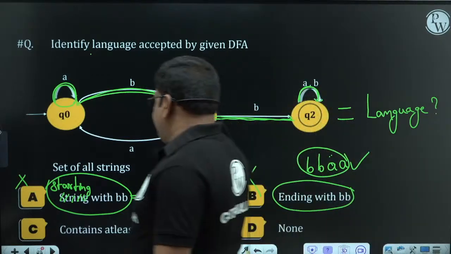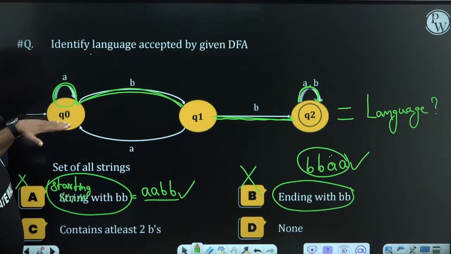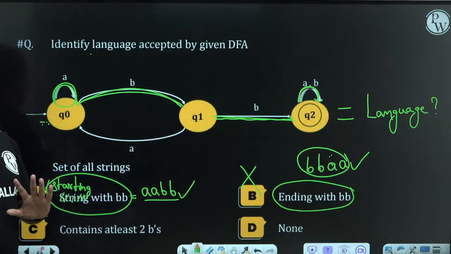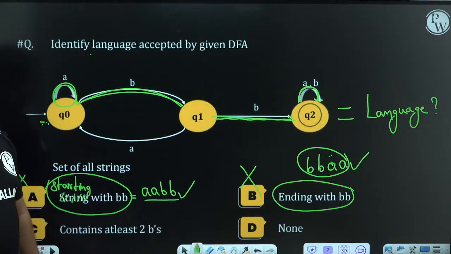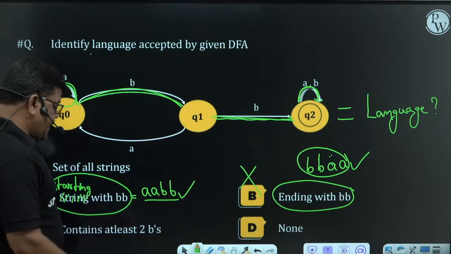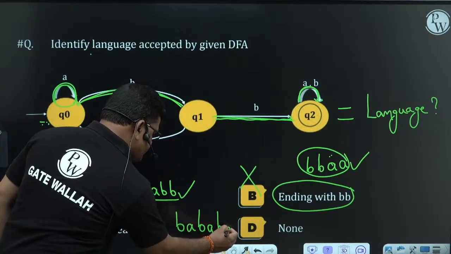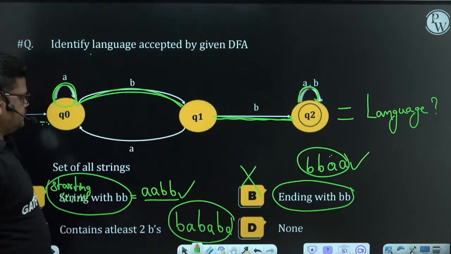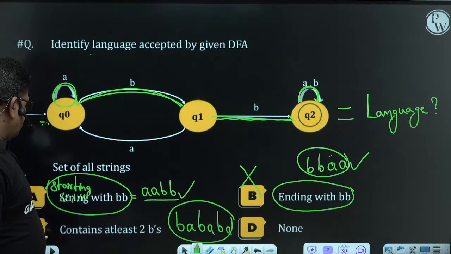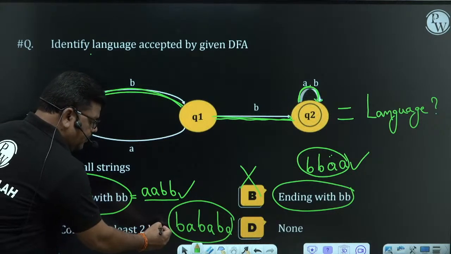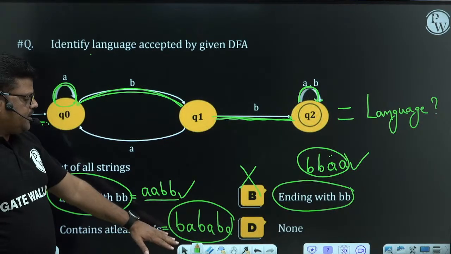What is option C here? According to option C, the language accepted by this automata is the set of all strings containing at least 2 B's. At least 2 B's means if a minimum of 2 B's are there, it is accepted. That is what option C is saying. Whether it is correct or not, let us check. Now I am taking one string. Is it having at least 2 B's? Yes. According to this condition, this is a valid string, because a minimum of 2 B's are there here.